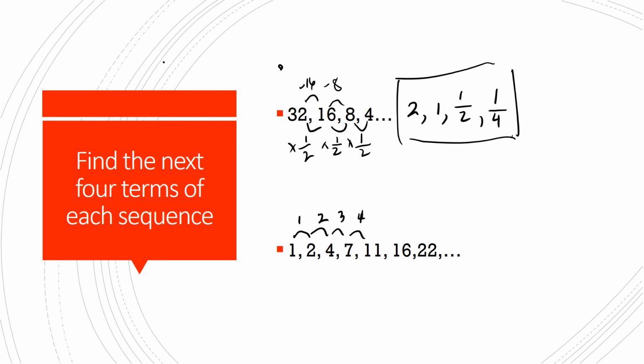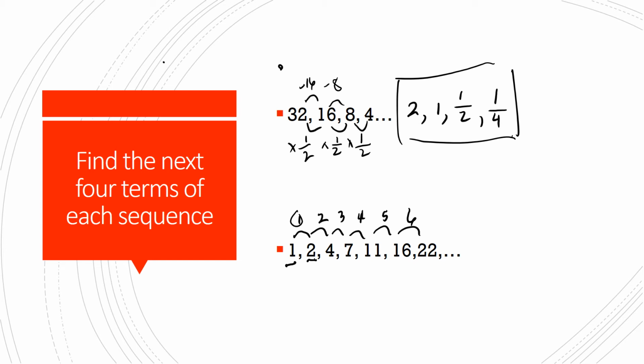And let's see. The difference between 11 and 16 is 5. And the difference between 22 and 16 is 6. So I do have a pattern here. It's taking the preceding number and adding 1, and then it's taking the difference of the first pair and adding 1 to it each time.